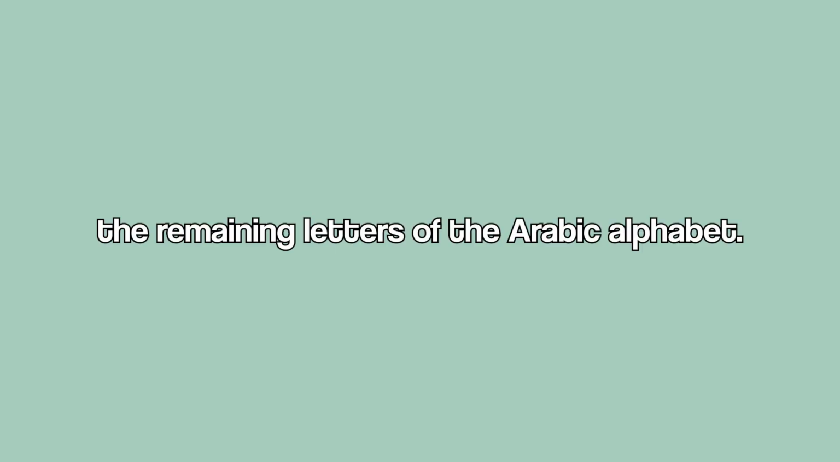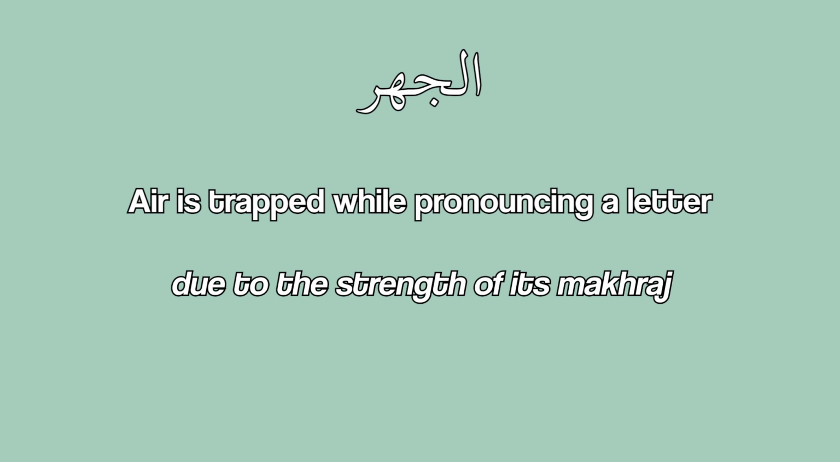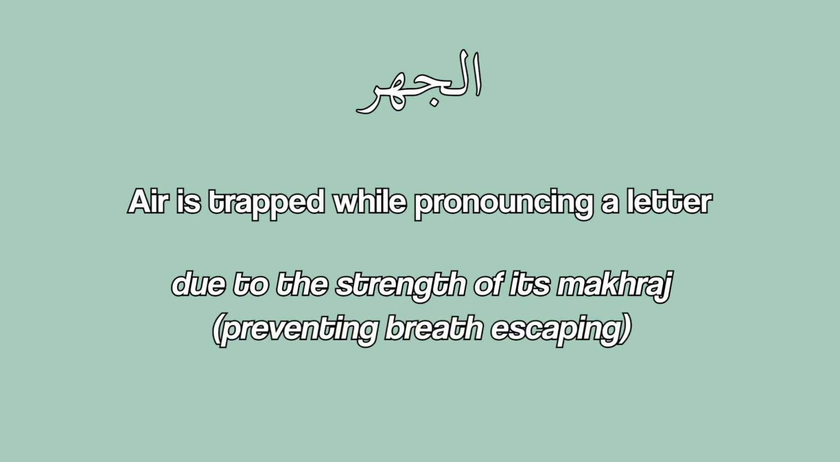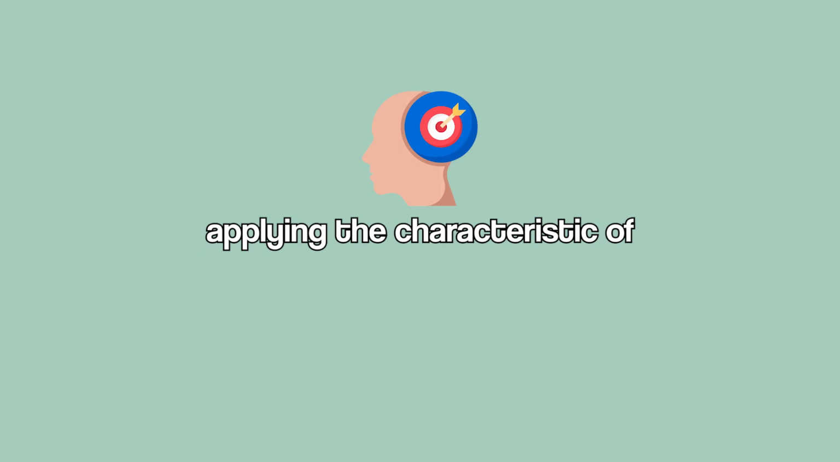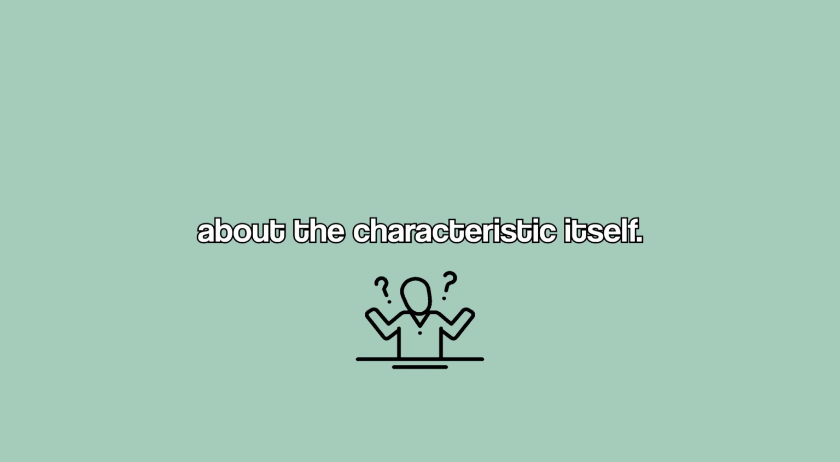The opposite of this characteristic is known as al-jahr, and that applies to the remaining letters of the Arabic alphabet, and it's essentially the opposite. So when air is trapped while pronouncing a letter due to the strength of its makhraj preventing breath escaping. It's very likely that you would have already been applying the characteristic of al-hams even prior to watching this video, even though you may not have known about the characteristic itself.